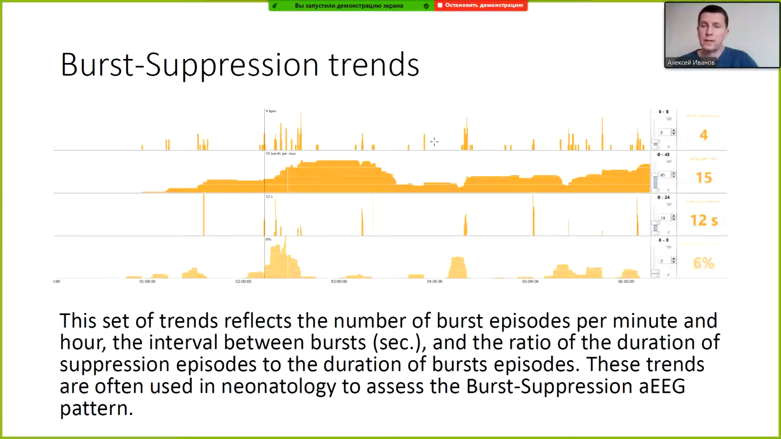Our next trends are burst suppression trends. This trend shows the burst and suppression episodes which were selected during the examination, such as bursts per minute, bursts per hour, and suppression to burst ratio. These trends are often used in neonatology to assess the burst suppression EEG pattern.